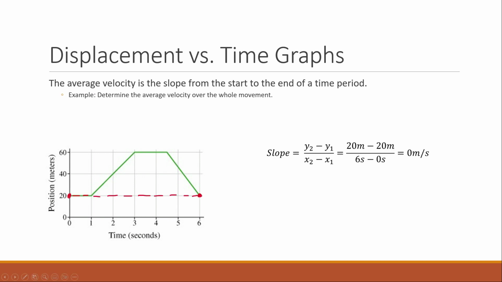So if I use the example of determining the average velocity over the whole movement, I'm going to put a point at my starting position, which is the start of the movement, and a point at my ending position, which is the end of the movement. I draw a straight line between the two, and we determine the slope. The slope here is a horizontal line. It's a zero slope, or we can see the calculation over on the side there. But horizontal lines are zero slope situations. So we can see over the whole motion, the average velocity is 0.